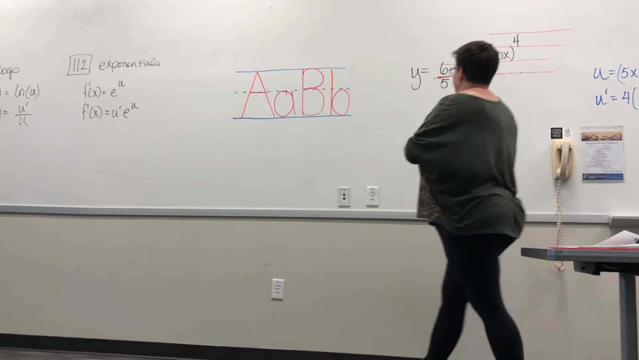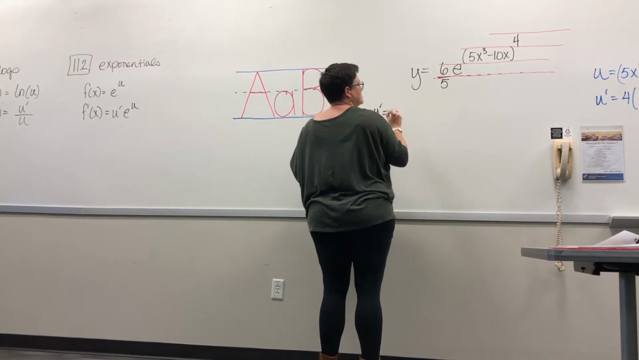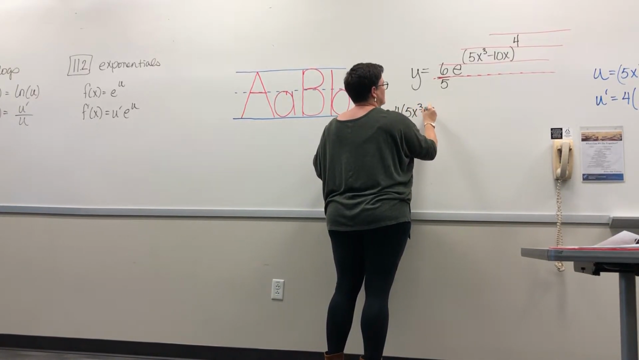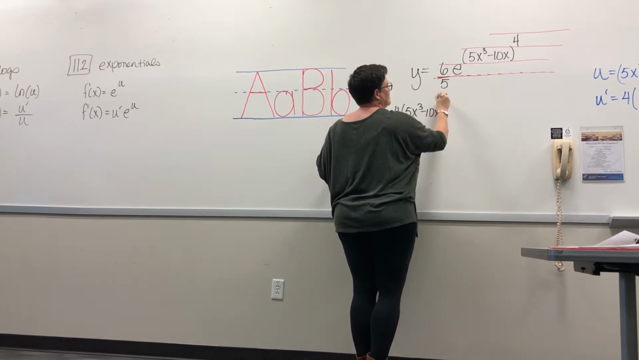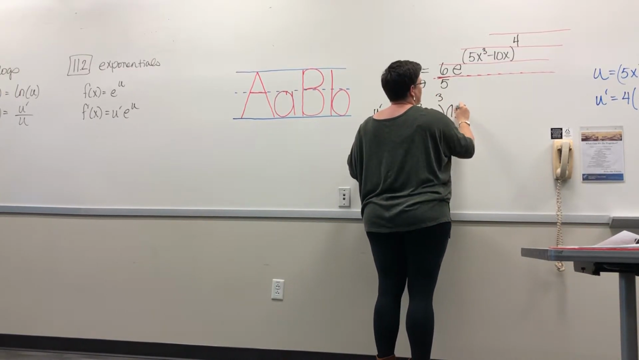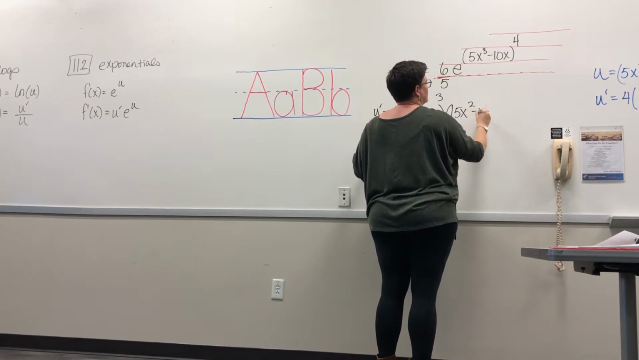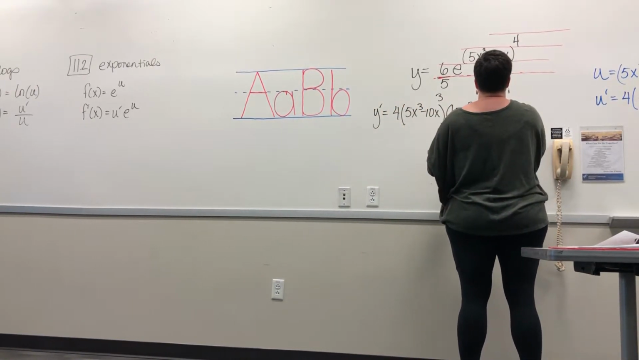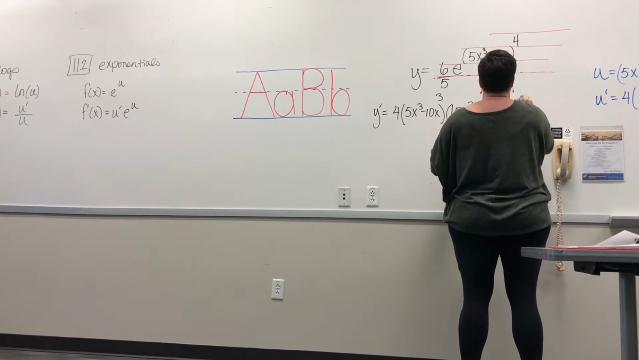y prime is 4 junk to the third times the derivative of the junk. That's u prime times the original function, 6 over 5 e to the stuff.